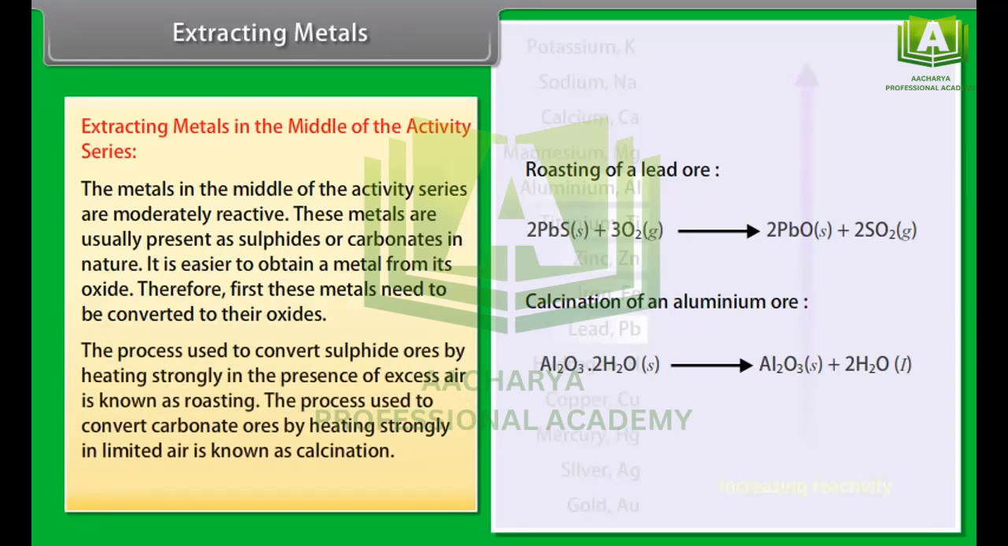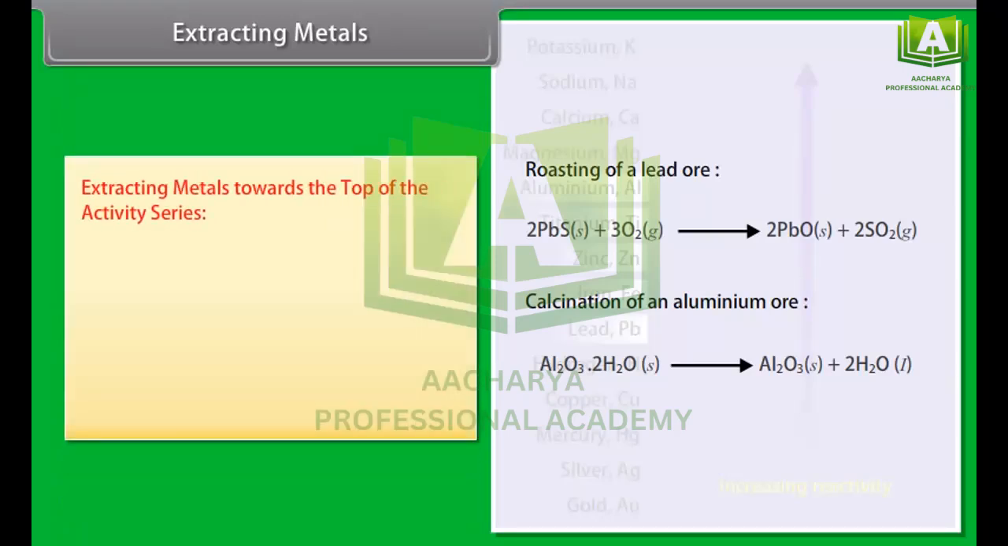The process used to convert sulfide ores by heating strongly in the presence of excess air is known as roasting. The process used to convert carbonate ores by heating strongly in limited air is known as calcination.